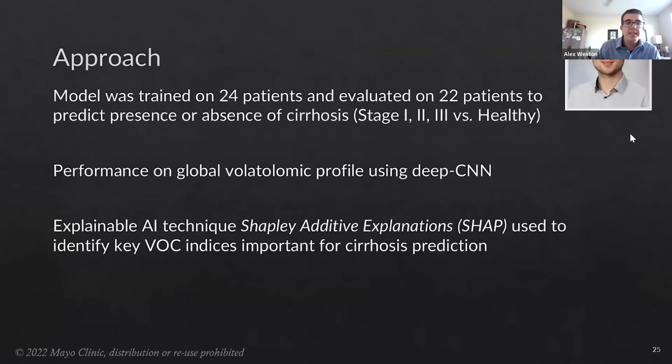Again, we trained our model on 24 patients and evaluated them on a test data set of 22 patients that were not seen during the training and validation sets. One note, we used the exact same test split for this experiment as for our previous one, and so our results should be directly comparable.